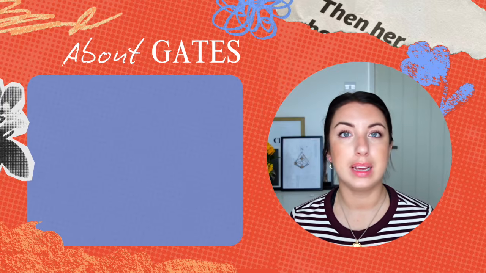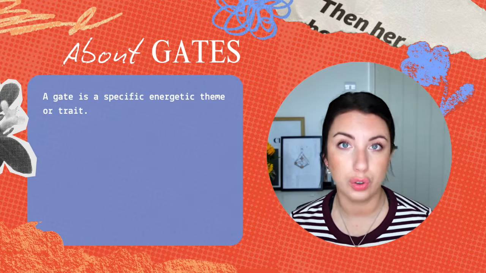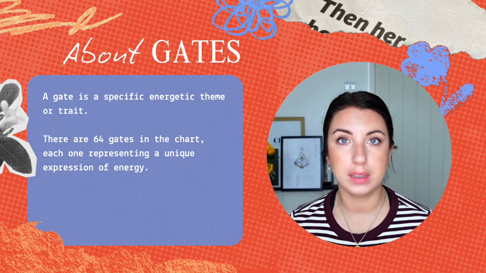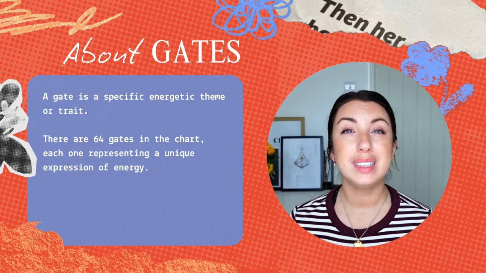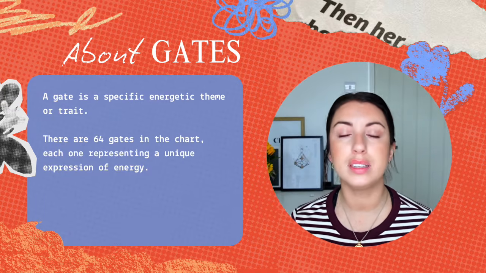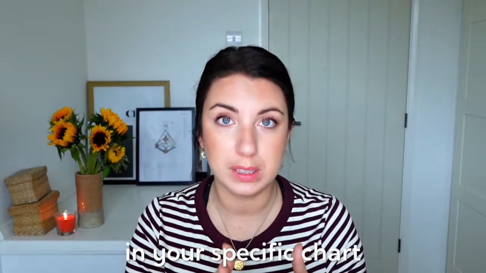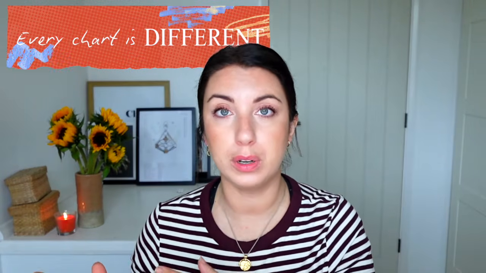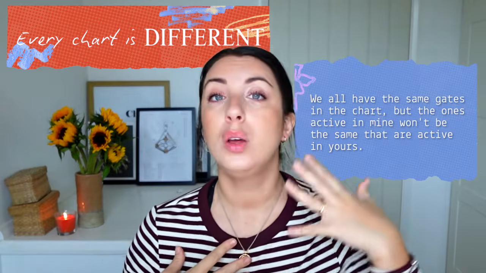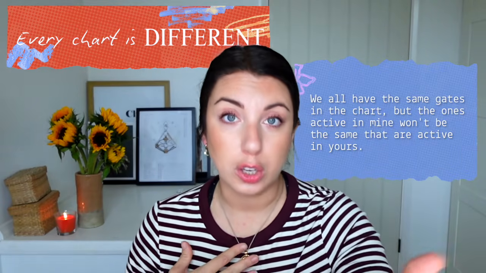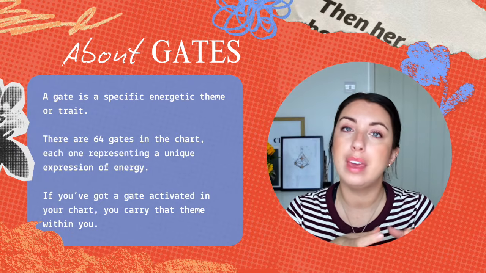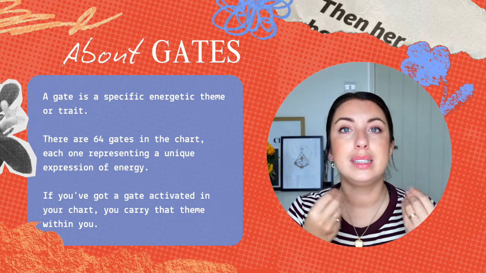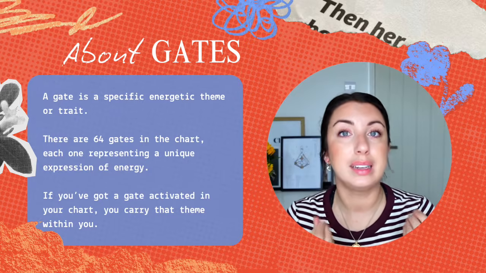A gate is basically a specific energetic theme or trait. Overall, there are 64 gates in the human design chart, and they each represent a unique expression of energy. These are kind of like personality traits or archetypes. Not all of the gates will be active in your specific chart. Each chart will be different. So the gates that are active in my chart will be different to the gates that are active in your chart. If you have a gate activated in your chart, you carry the theme of that gate within you. This is energy that you naturally express and experience.